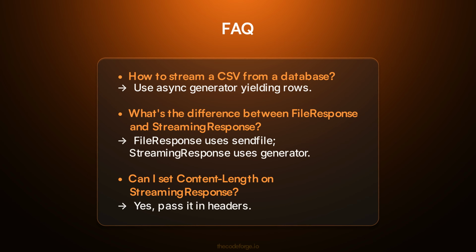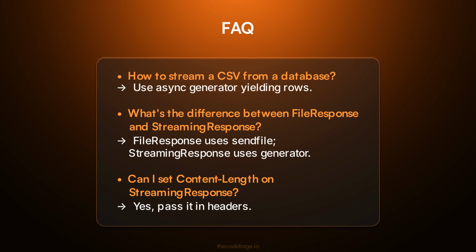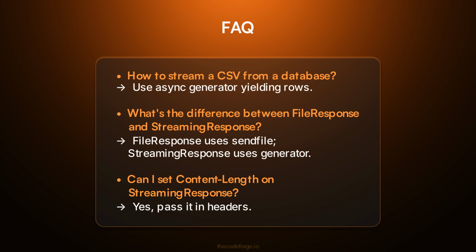And a few frequently asked questions. How to stream a CSV from a database? Use an async generator yielding rows. What's the difference between FileResponse and StreamingResponse? FileResponse uses sendfile, StreamingResponse uses a generator. Can I set content length on StreamingResponse? Yes, pass it in headers.